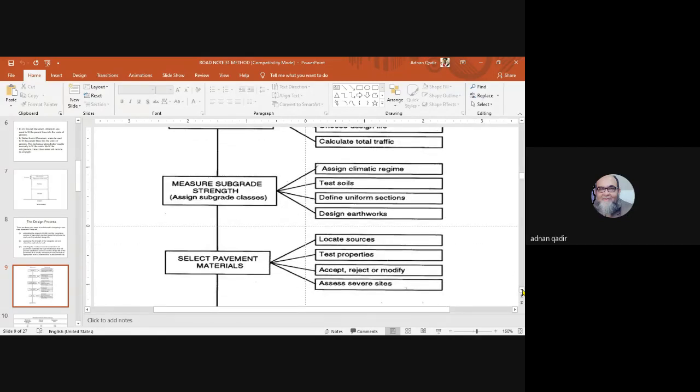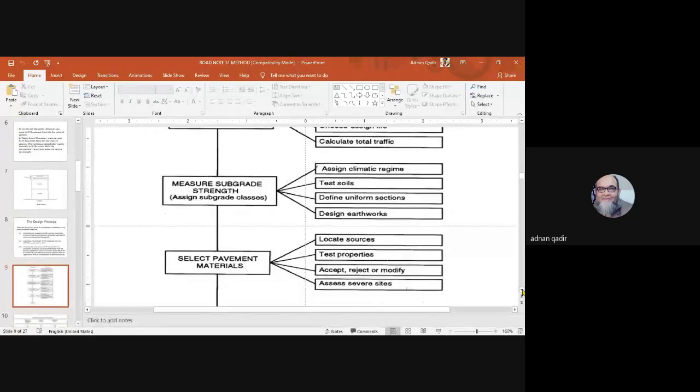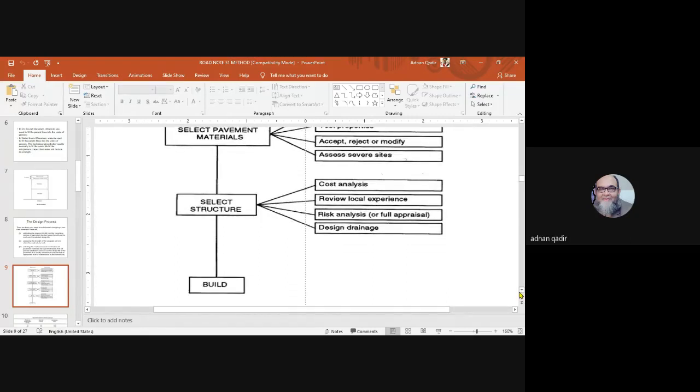The second step will be to do the CBR test. You have to assign the climatic regime, test soils, define uniform sections, and design earthworks. Then you have to select the pavement materials: locate the sources, test properties, accept, reject, or modify, and assess the severe sites. Then you have to select your structure based on cost analysis. You have to also review the local experience, do risk analysis, and design the drainage. And last but not least, you have to build that structure.